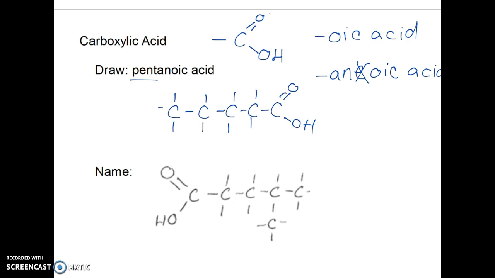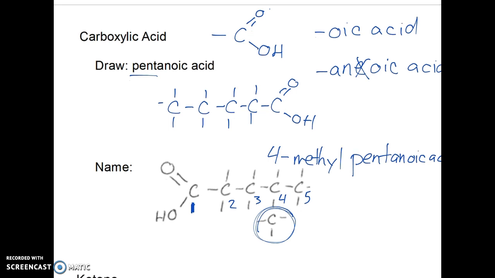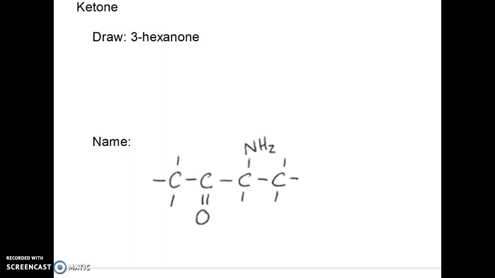Pentanoic acid. Go ahead and pause and see if you can name this last one. Keep in mind that this one's on the left. This is going to be carbon number 1 by default. 2, 3, 4, 5. So I've got pentanoic acid. This is a methyl group on carbon number 4, so we'd say 4-methylpentanoic acid. Okay, I'm running out of time on my program here, so I'm going to see if I can zip through these last 3 and 4 minutes. Feel free to pause, like I said, anytime.